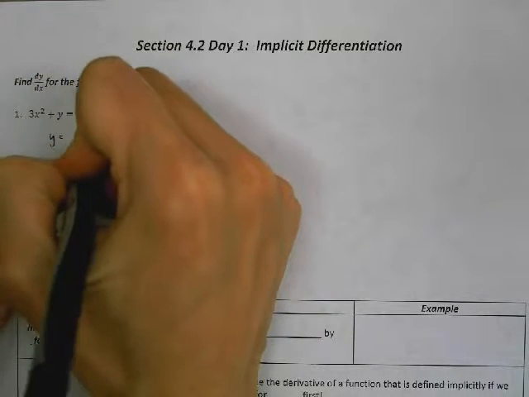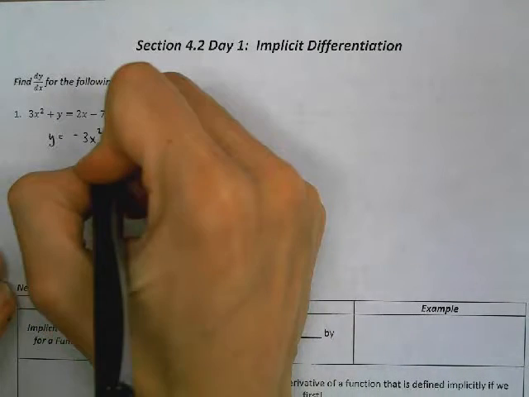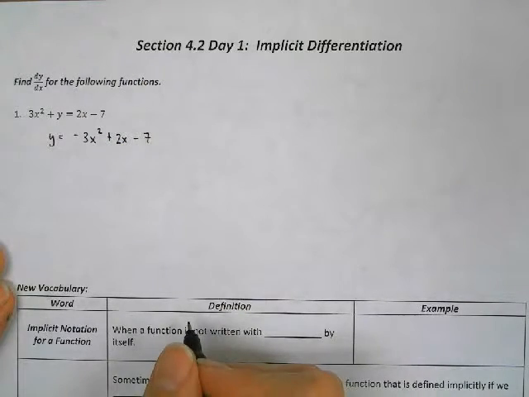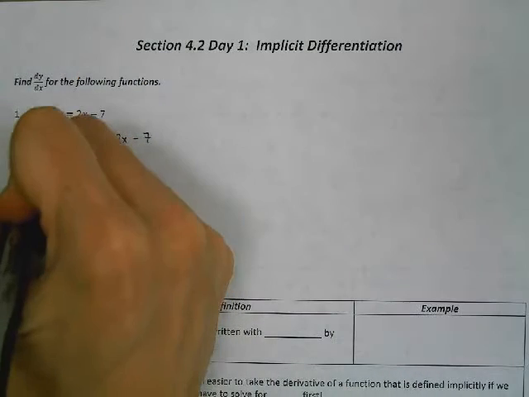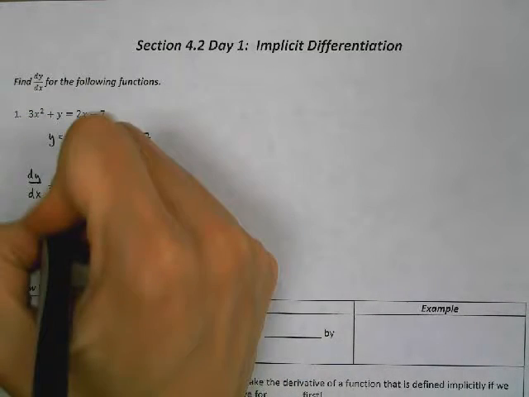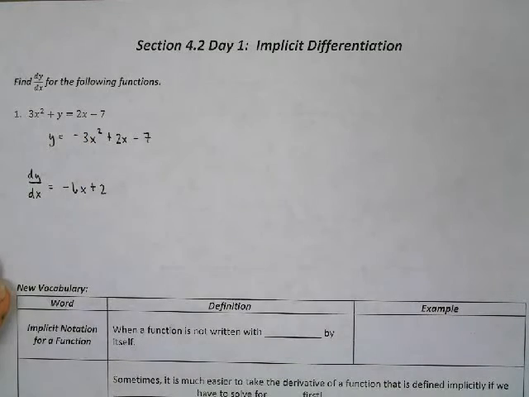So in this first step, I'm just rewriting. So I have a negative 3x squared plus 2x minus 7. So now we have a really simple polynomial function, and we can take its derivative using the power rule. So we get negative 6x plus 2. So that's a pretty easy function to deal with.